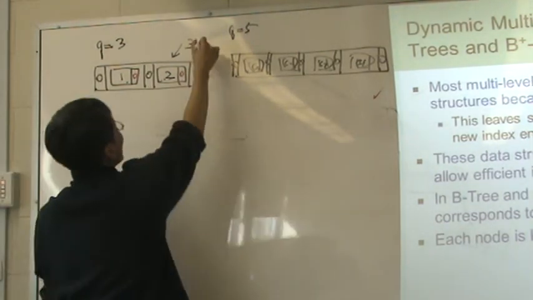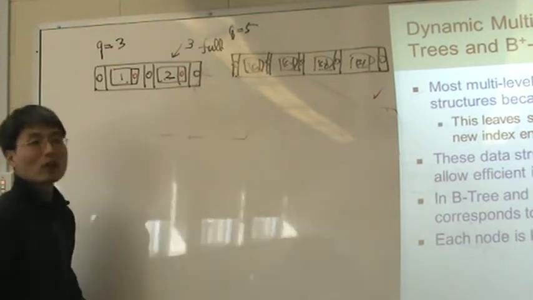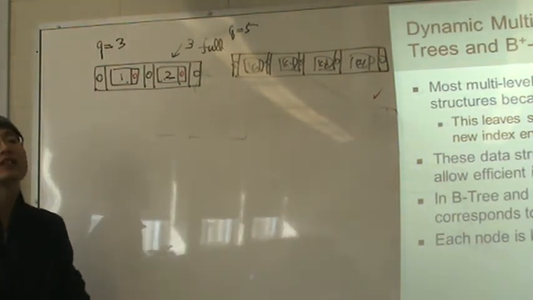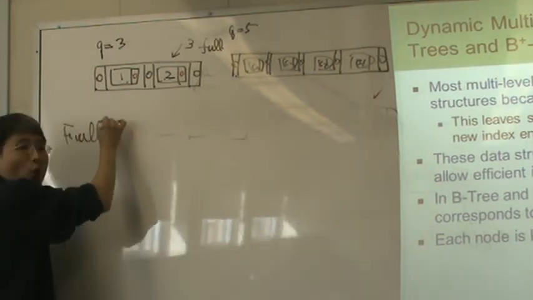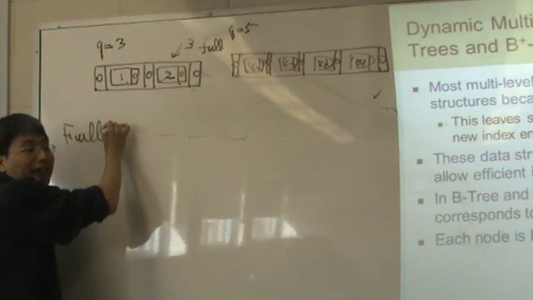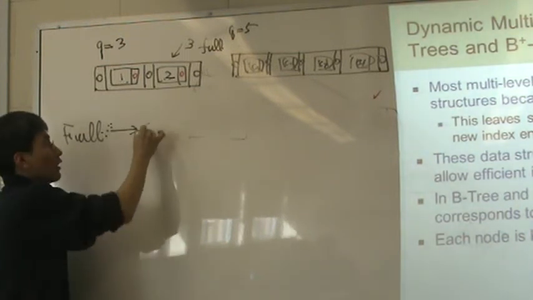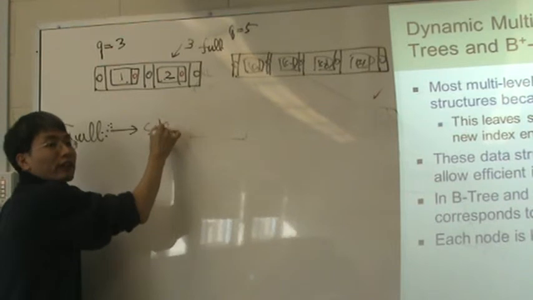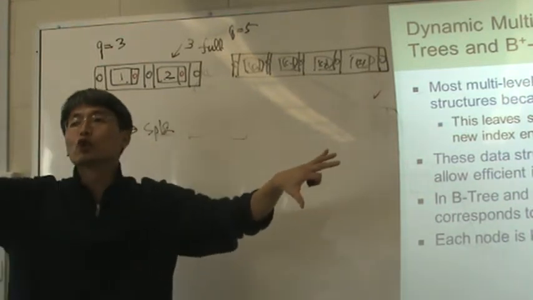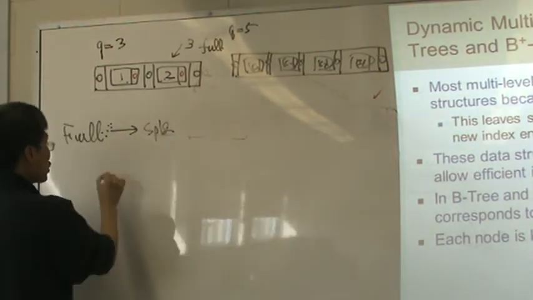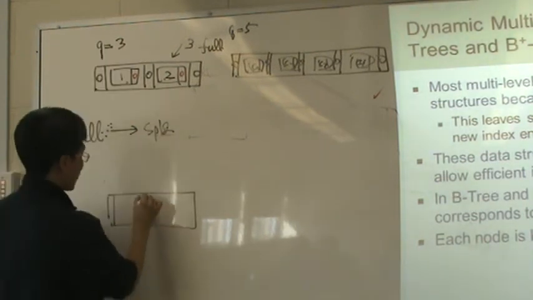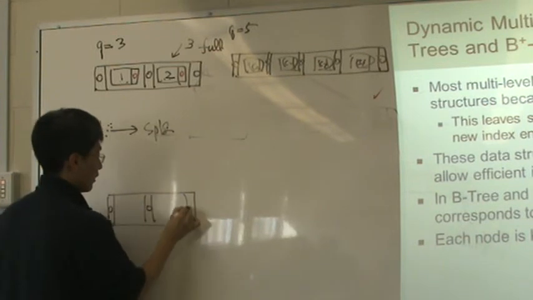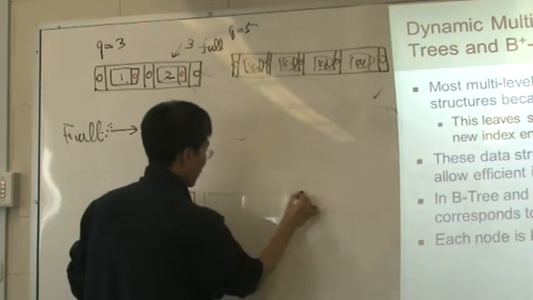This is called the full condition. When a node is full, which means no more space for index key entry, then you need to split into 2 nodes. Okay? How can we split? Just copy. Copy the node. So in this case, copy.